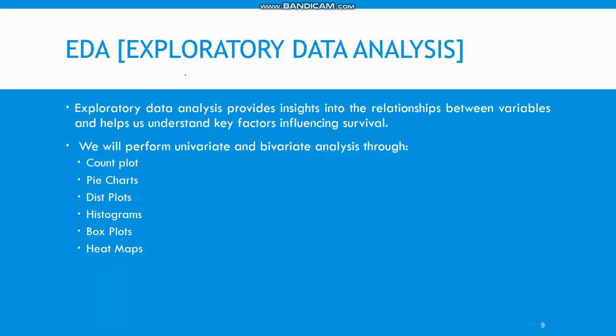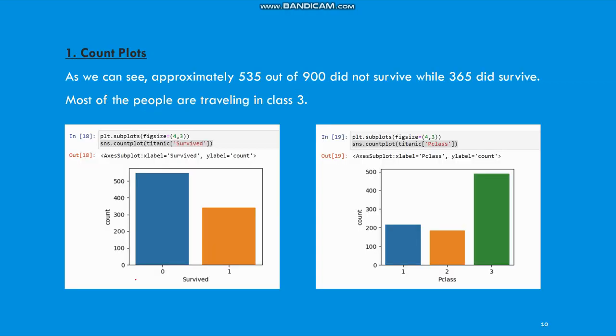Then there's EDA, Exploratory Data Analysis, where we can get basic insights and underlying patterns in the dataset by plotting count plots, pie charts, dist plots, histograms, box plots, heat maps, and many more things. This is a count plot, which represents the number of a particular category. For example, 535 people out of 900 did not survive and 365 did survive. This is the plot for the passenger class, where 200 people were traveling in class 1. These are the number of persons traveling in class 2, and such things.